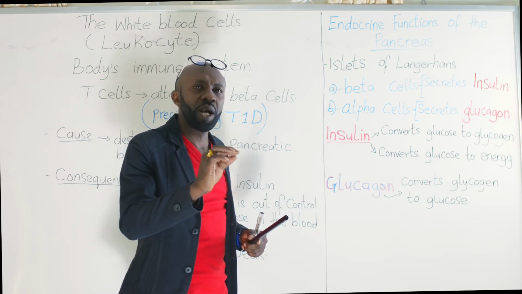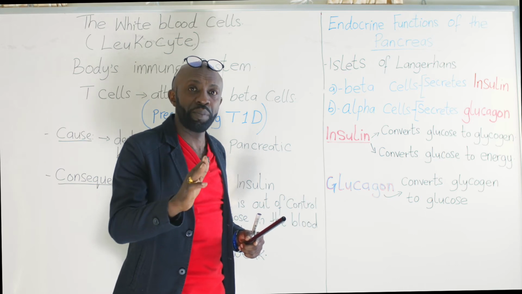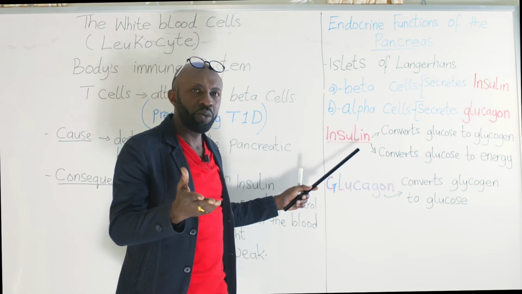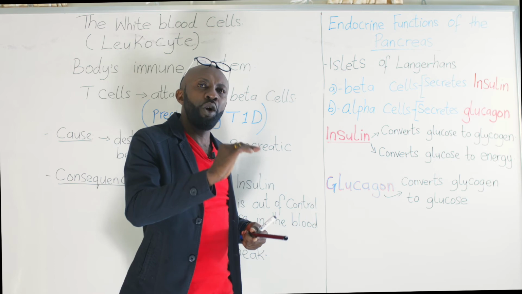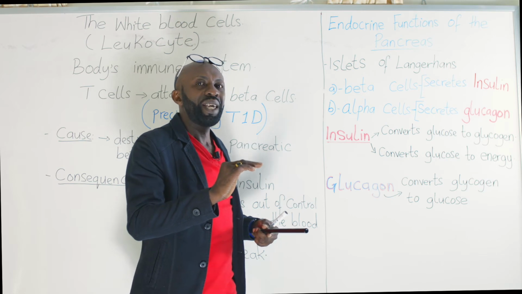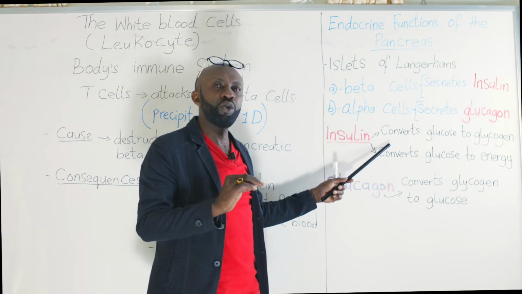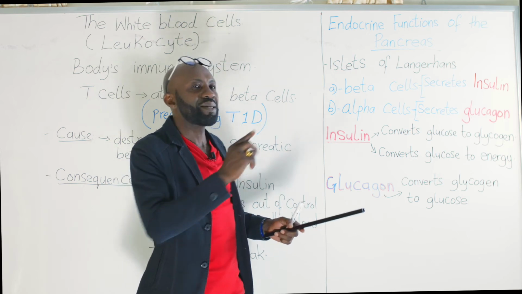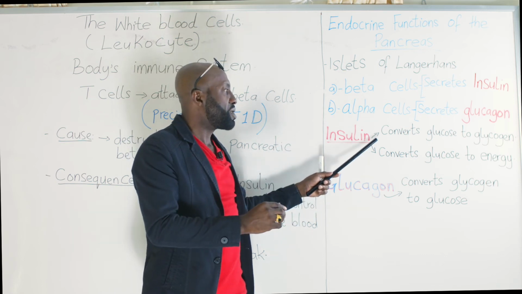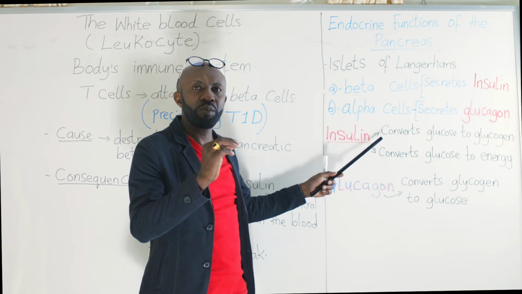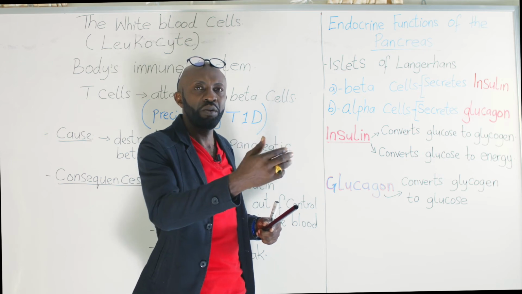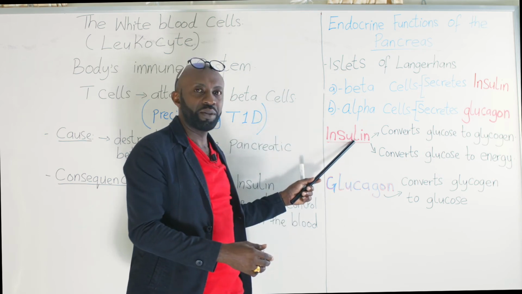Remember, when I say glucose and I say sugar, it is the same thing. So insulin controls the blood glucose level. How? When there is too much or a rise in the glucose level of the blood, insulin converts the glucose to glycogen and sends it to the storage region, like the liver. This process is what we call glycogenesis, the conversion of glucose to glycogen for storage by the insulin.